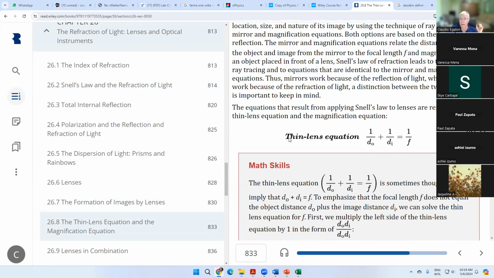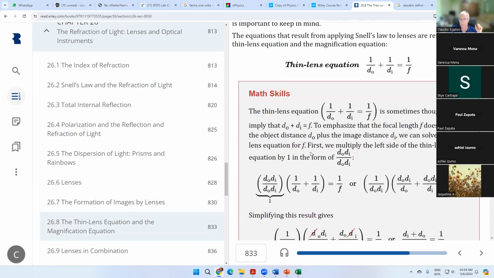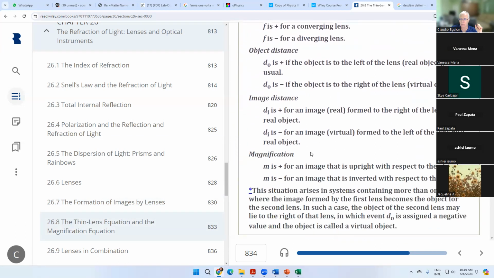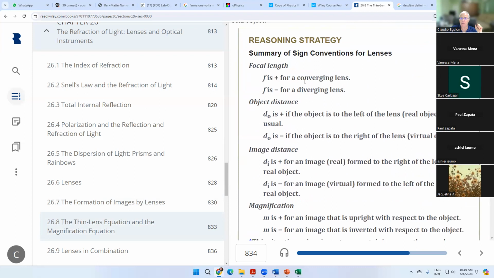Thin lens equation. But don't forget, it's a thin lens. If the lens becomes thicker, then we have to use a slightly different formula. F is positive for a converging lens. F is negative for a diverging lens. D naught is positive if the object is to the left of the lens.